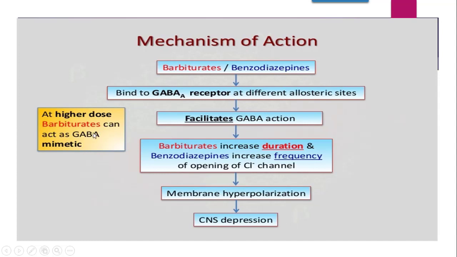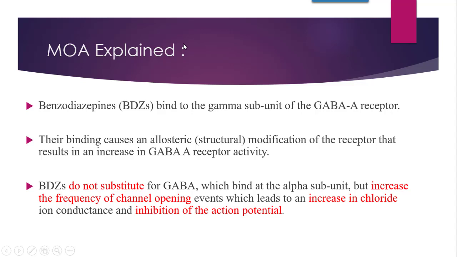At higher doses, barbiturates can act as GABA mimetic, meaning the same effect as that of GABA. So what will benzodiazepine do? They will increase the frequency of opening of the chloride ion channel, and barbiturates will increase the duration. Now the mechanism of action, which I have explained in sentences that you are supposed to write down: they will bind at the gamma subunit of the GABA A receptor. By binding to this site, they will cause allosteric modification. By allosteric modification, since they are the positive allosteric modulators, they will increase the receptor activity at GABA A.